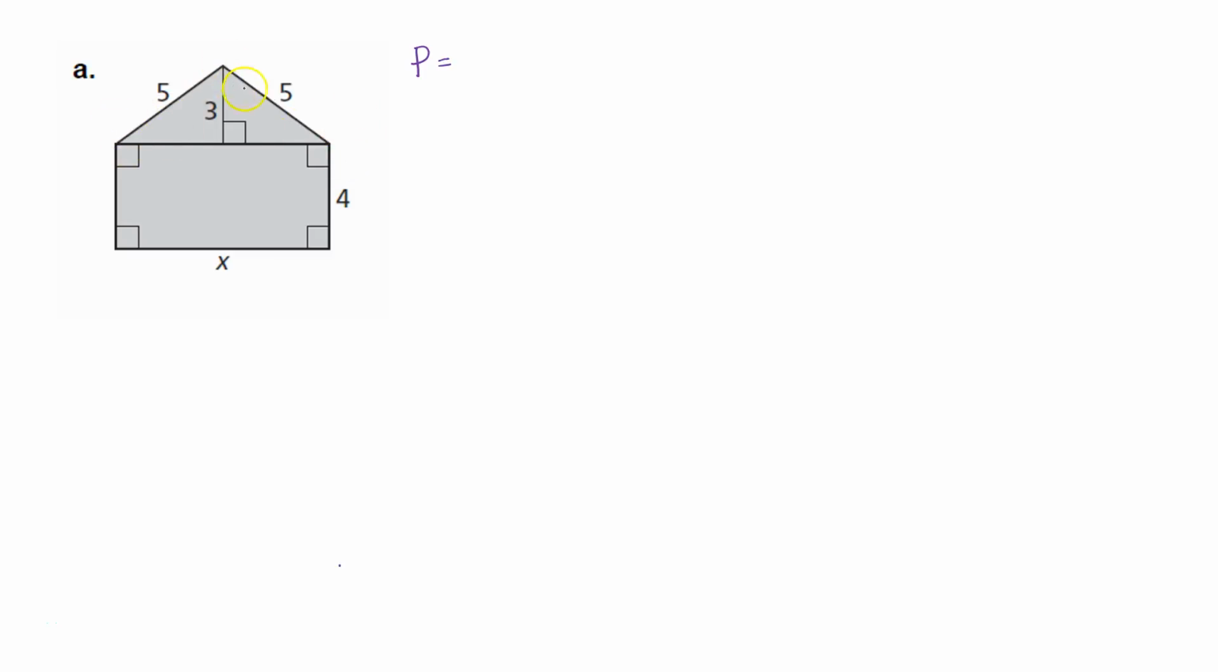So perimeter is adding up all the sides of the outside of the figure. So the only sides that we're going to add up are these sides on the outside. So what do we got?